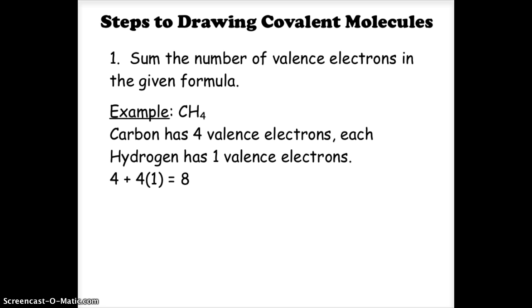For example, if you have CH4, carbon has 4 valence electrons and there's 1 carbon. Hydrogen has 1 valence electron and there are 4 hydrogens. The sum is 4 for carbon, 4 times 1 for hydrogen, which gives you a sum of 8.